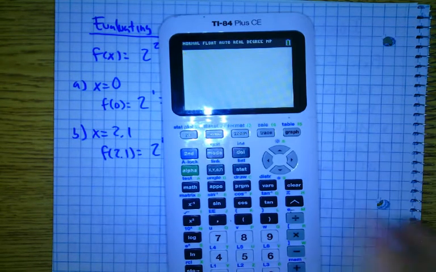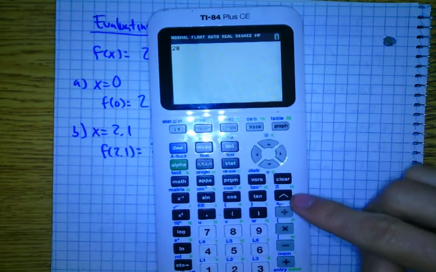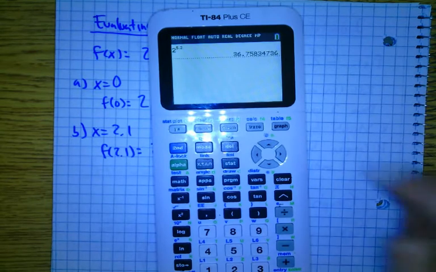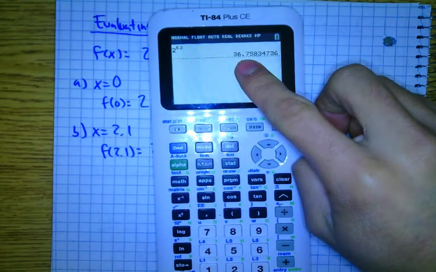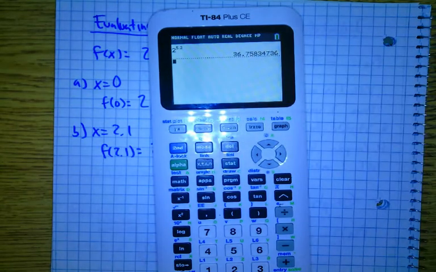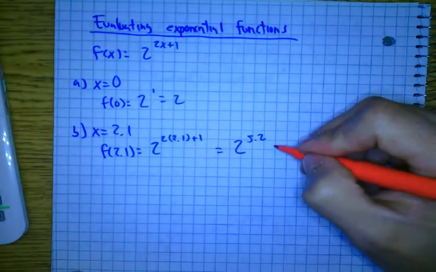So plug it in. Yes, so 2, and then there's this little caret right here. That means power. And then 5.2, and then enter. So look, we did expect it to be bigger than 32, right? So 2 to the power of 5.2 is 36 point, I don't know, let's say 8. And then notice how I'm going to answer this question. I'm not going to say equals. I'm going to use this symbol. You guys know what that means?